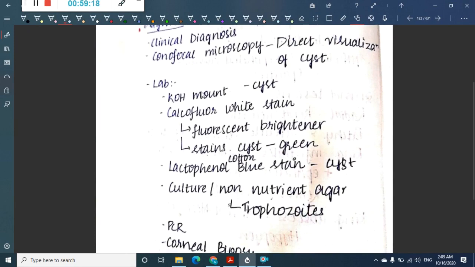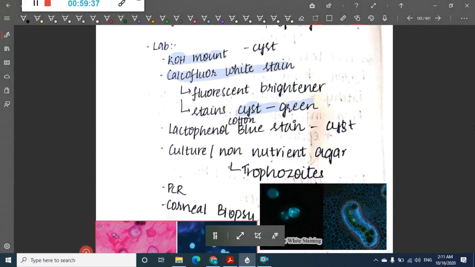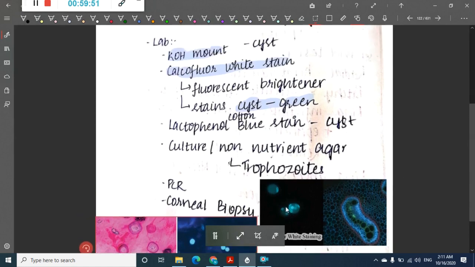Now how are you going to diagnose it? Obviously you should do confocal microscopy. In this you can directly visualize the cyst of acanthamoeba. If you do KOH you can see the cyst. You can use calcofluor white stain, where the cyst is stained green. So this is the calcofluor white stain where the cyst is staining green in color. You can see green color cysts, right? With lactophenol blue, you can see the cyst staining blue in color. In non-nutrient agar also you can grow the acanthamoeba. Okay.